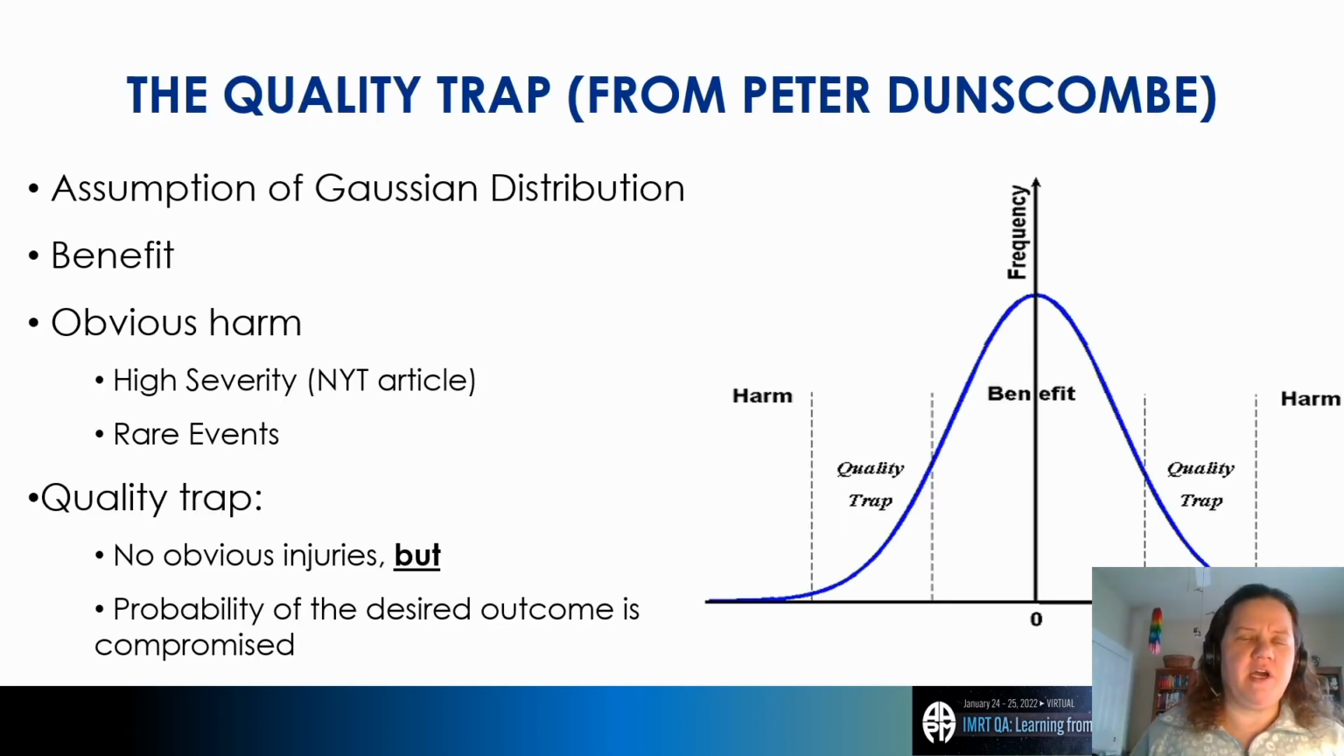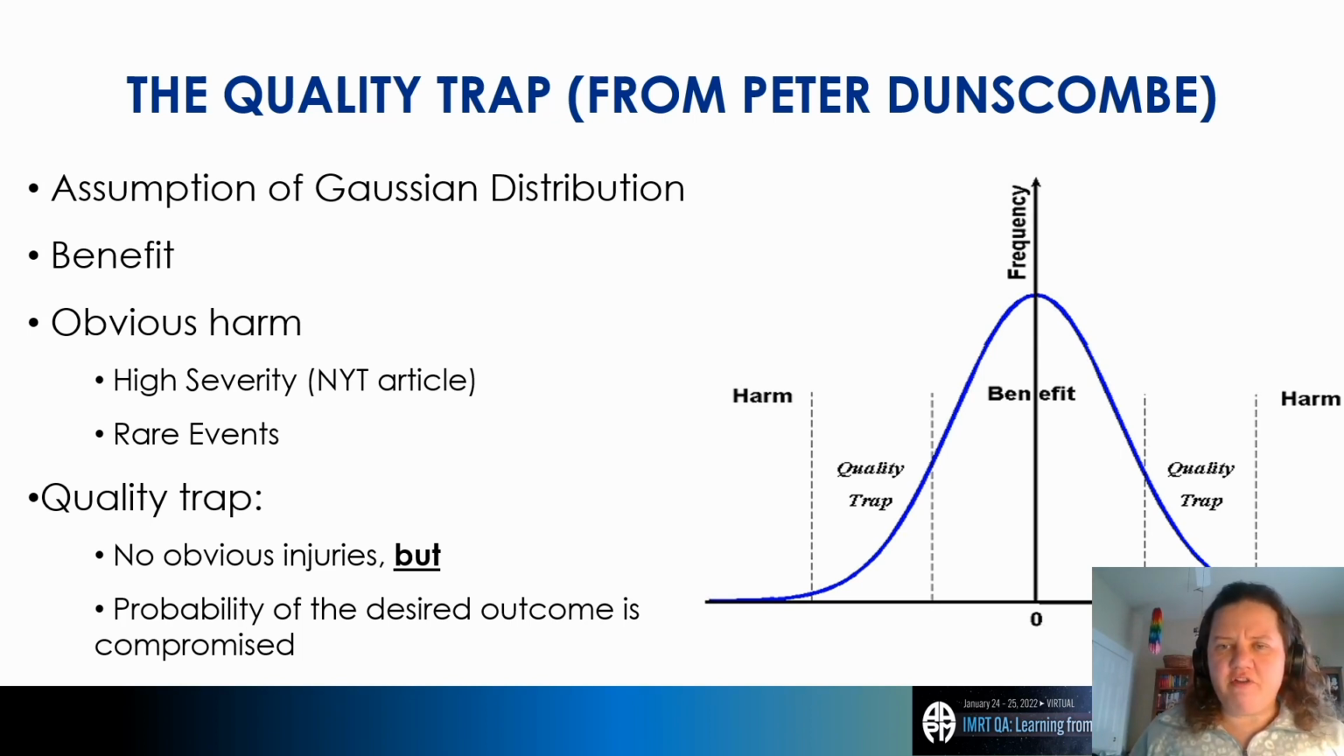When I think about IMRT, QA, and safety, I always think about this idea of the quality trap that Peter Dunscombe often used to talk about. He was making an assumption that we have a Gaussian distribution of the deviation from the ideal treatment, with the majority of our patients receiving benefits. There's, however, also a very small percentage of patients that come to obvious harm with high severity events, like we have seen in the New York Times articles. These events are luckily very rare.